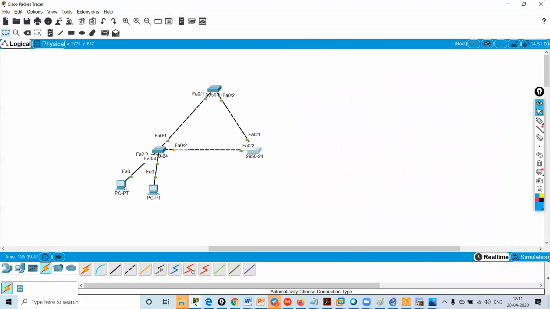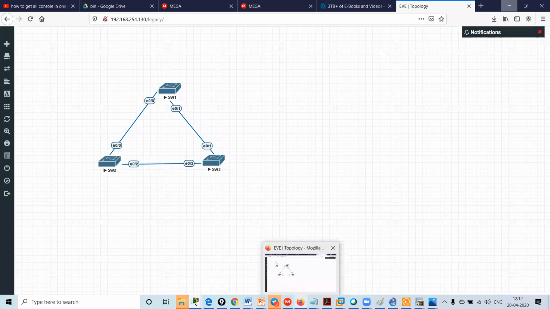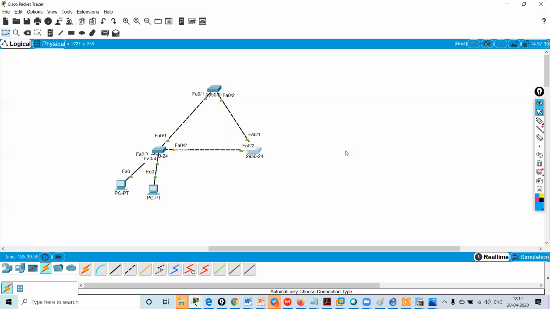So we have completed our RSTP. We have to learn about RSTP because it is there in our syllabus, but it is the same that we are having in our CCNA syllabus. So the same thing is there in our CCNP syllabus also.